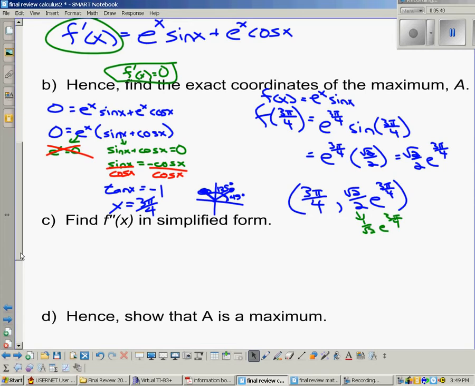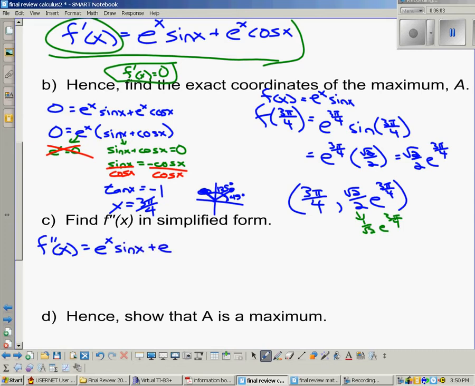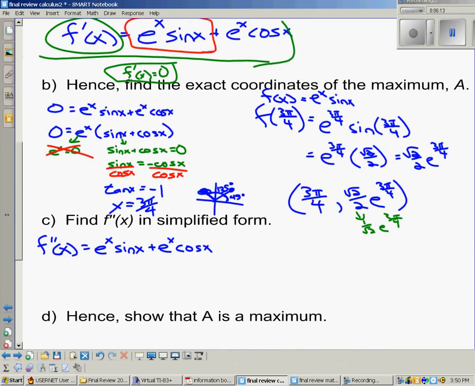All right, find f double prime in simplified form. So we have f prime up here. I'm going to need to use product rule twice when I differentiate. So derivative of the first part times the second plus first part times derivative of second. Okay. Actually, it turns out that this first part of the function up here is the same as the original f.